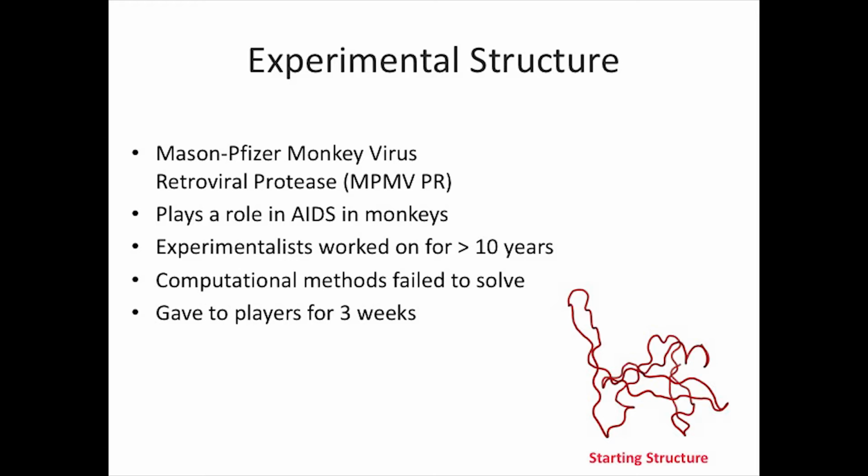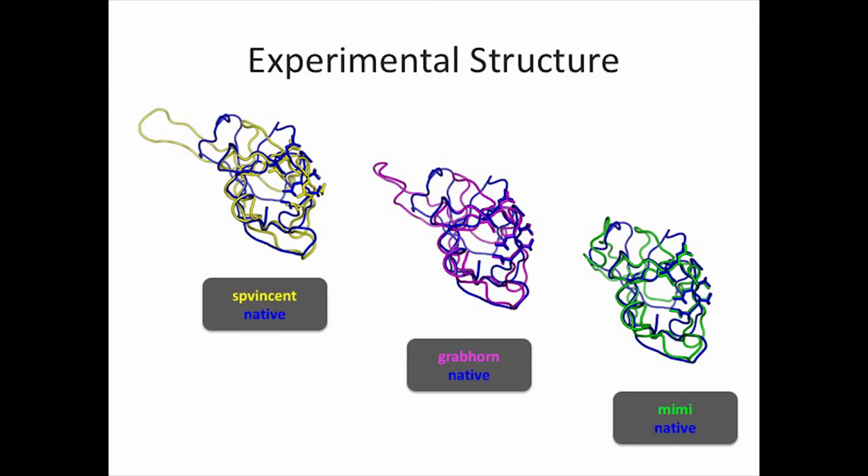We took this structure and gave it to the players for 3 weeks to see how they did. We gave them this red starting structure. They already had a rough idea of what the structure looked like, but it wasn't as accurate as they wanted. In the 3 weeks, the players were able to come up with a structure in the game that was close enough to the correct structure that the experimental data the scientists had could be used to validate that the structure the players had found was indeed the correct one, and that they had essentially solved the structure of this previously unsolved and unknown protein.